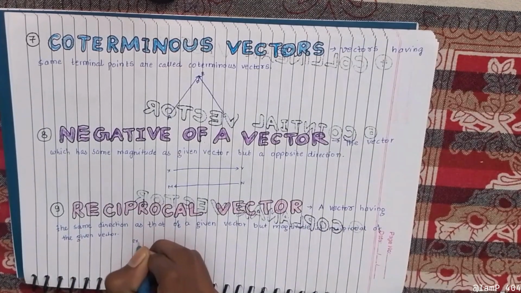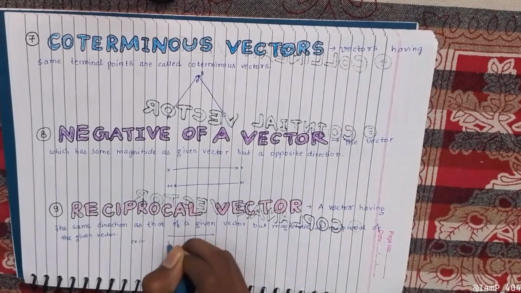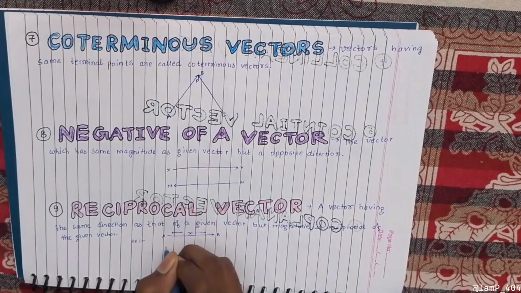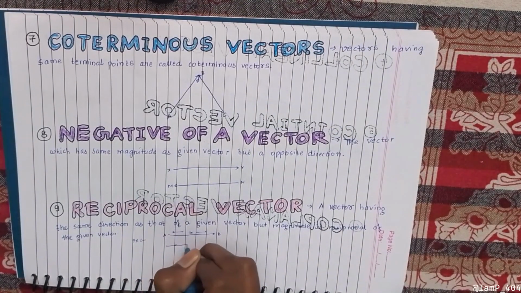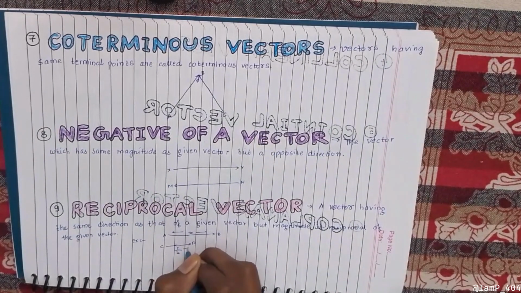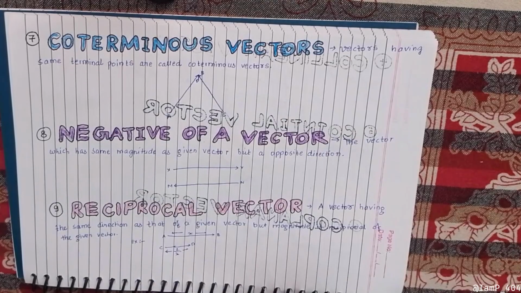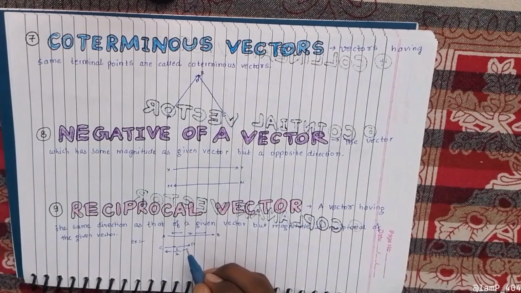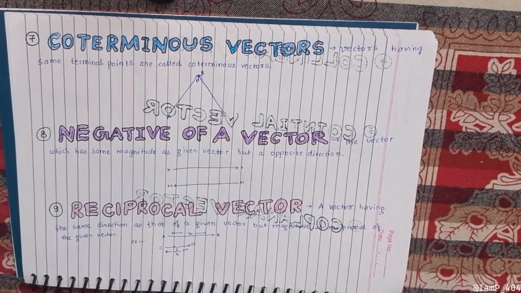Let's say AB is a vector of magnitude x, and CD is a vector too with magnitude 1 by x. You understand? Yeah. This is a reciprocal vector. For example, let's say this is 2 centimeter magnitude, then the reciprocal of 2 is 0.5. So suppose CD has a magnitude of 0.5.